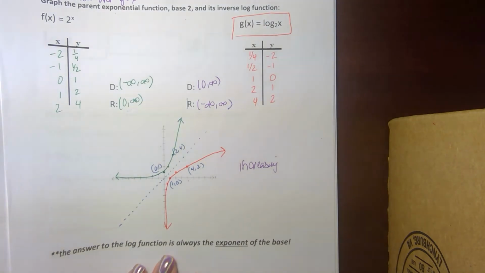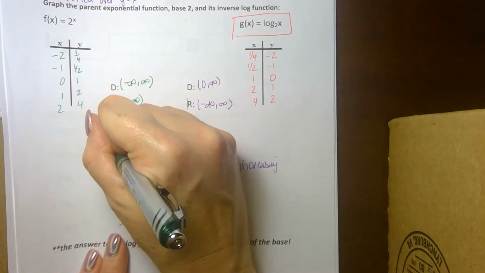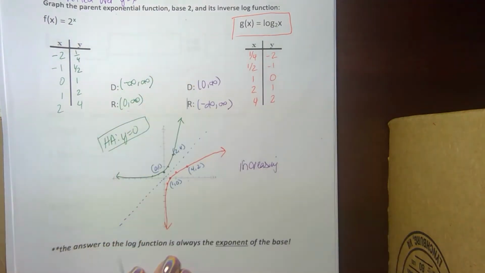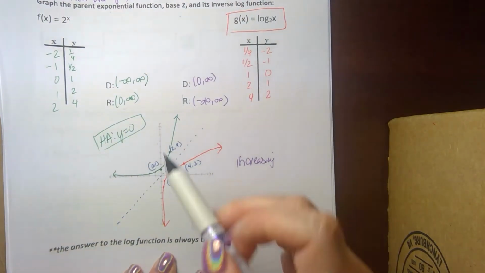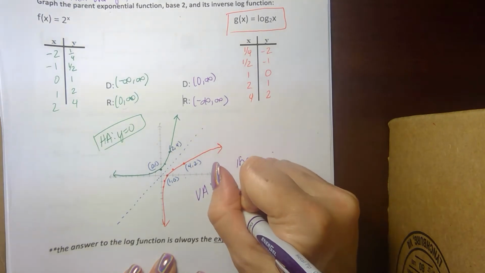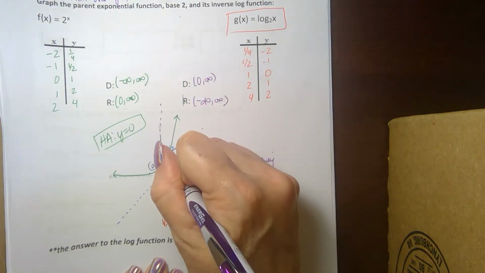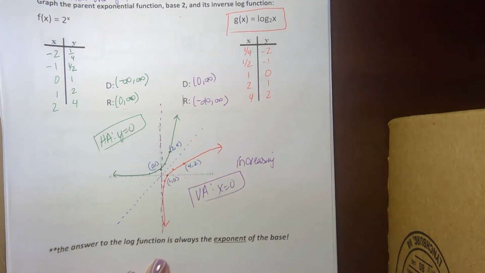For my exponential function, I had a horizontal asymptote at y equals 0. For my logarithmic function, I have a vertical asymptote at x equals 0. Right there is my vertical asymptote at x equals 0.